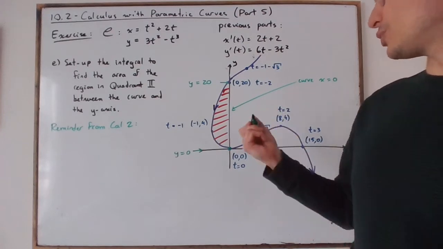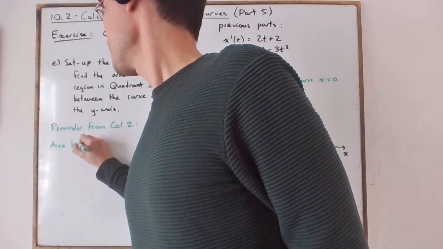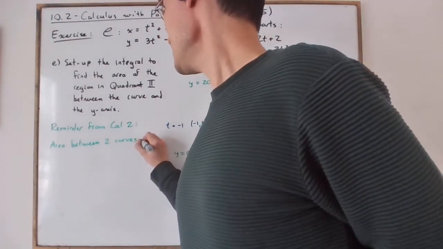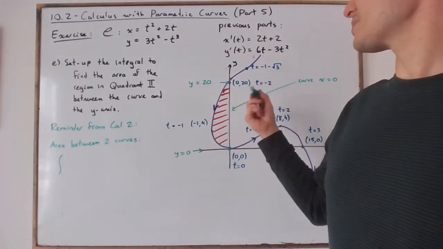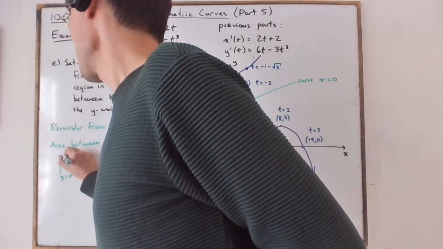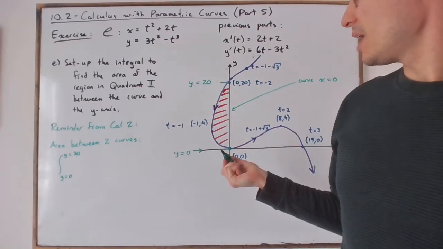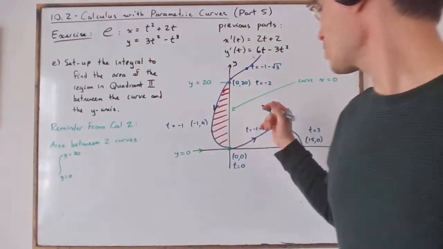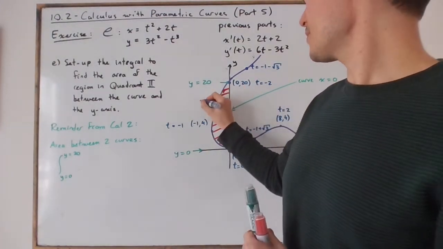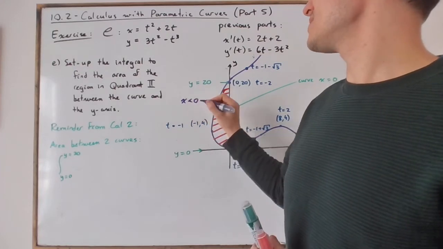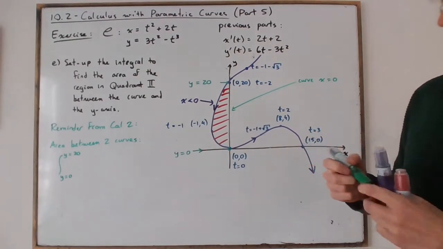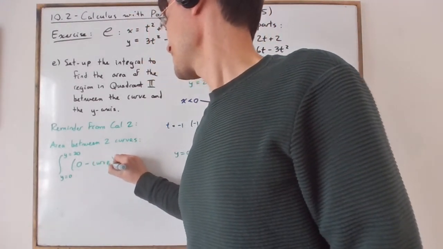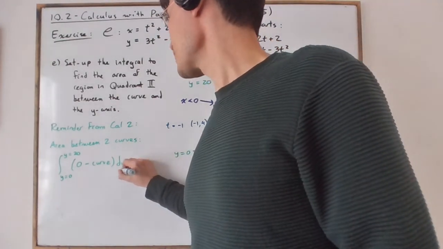So the area between two curves is going to be the integral from y equals 0 to y equals 20 of the top curve. Actually, the top curve here is the one with the lowest x, because in your parametric curve you have to realize that x is smaller than 0. So basically it will be 0 minus the parametric curve. This would be the case if we integrate with respect to y.